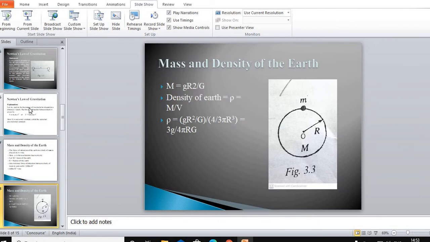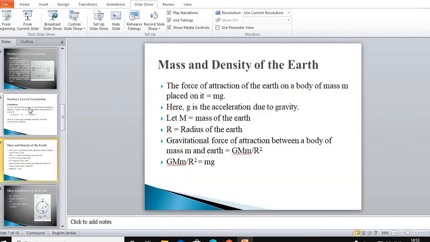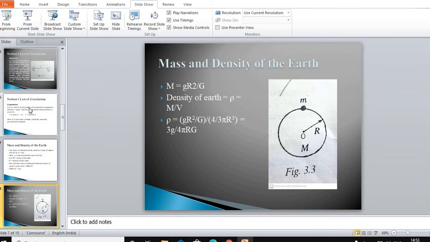Mass and density of Earth. M is equal to g R squared by G. The density of Earth is given by rho is equal to M by V. So rho is equal to g R squared by G divided by 4 by 3 pi R cubed. That is equal to 3g divided by 4 pi R G.